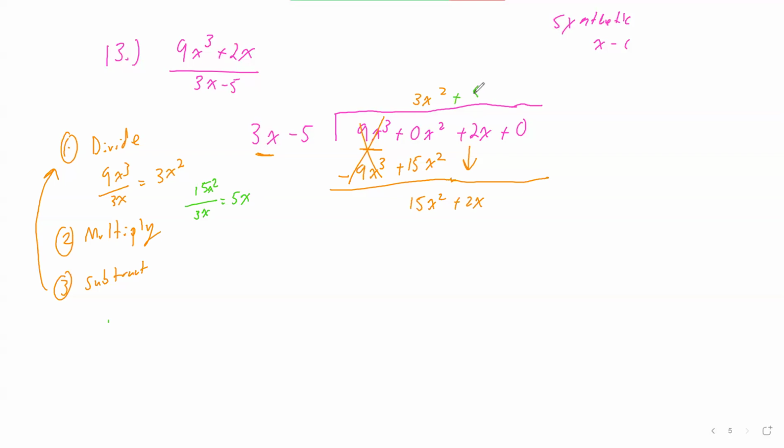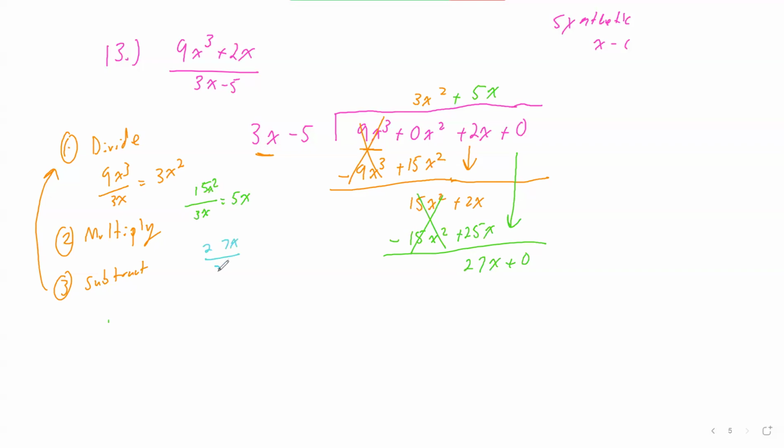So I go positive 5x, multiply. So 5x times 3x is 15x squared. 5x times negative 5 is negative 25x. Subtract by changing the signs. This goes away. 2x plus 25x is 27x. Drop your first number down and repeat.